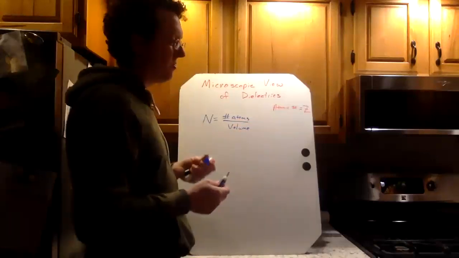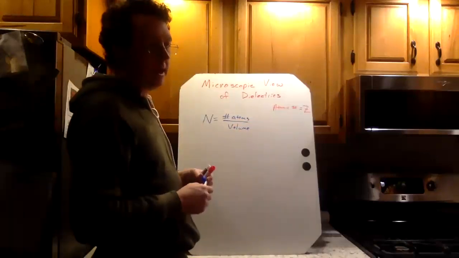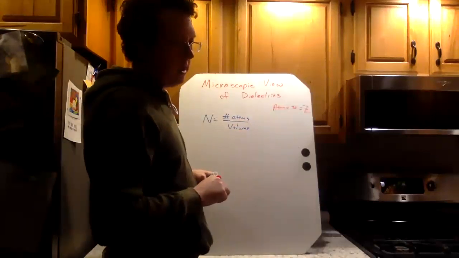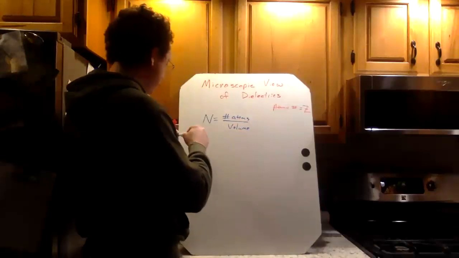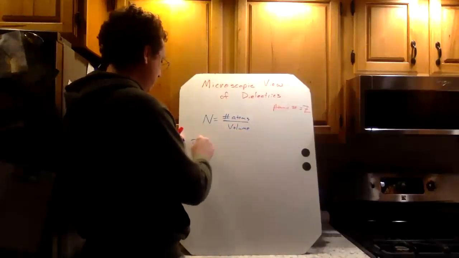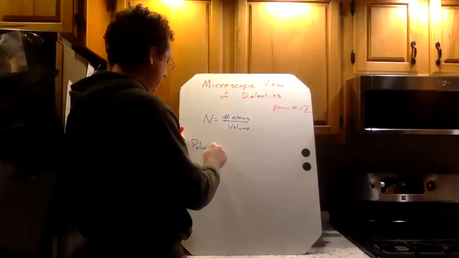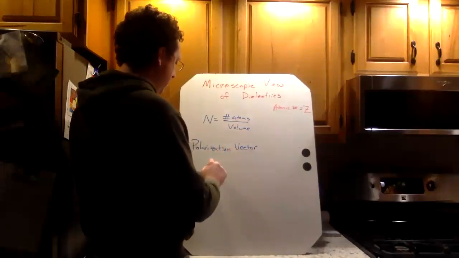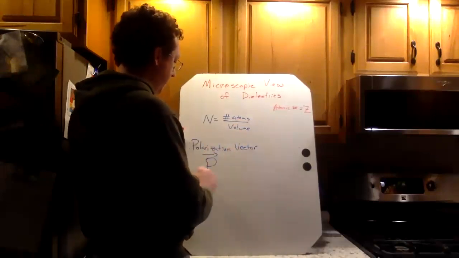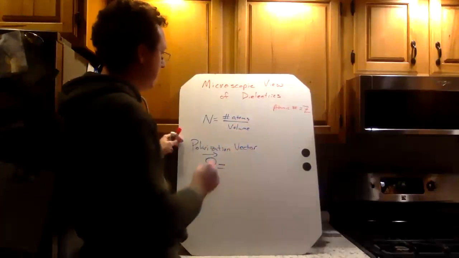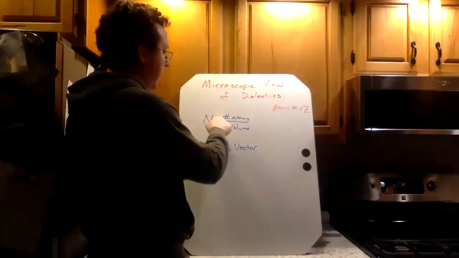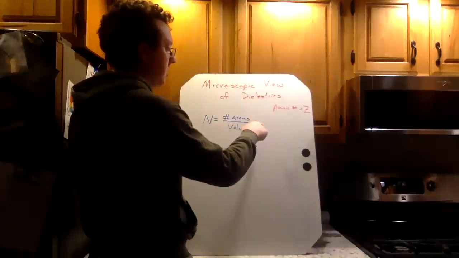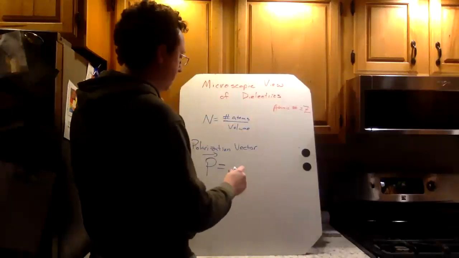So it's some sort of a concentration or number density. And then I can define the polarization vector capital P, and that's going to be defined as the number of atoms per unit volume times the polarization per atom, which is just a dipole moment.